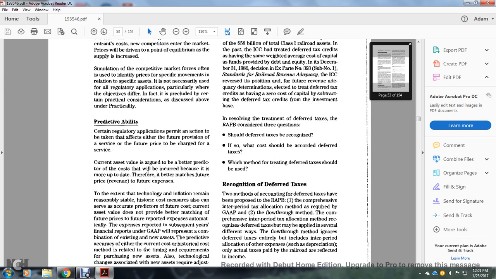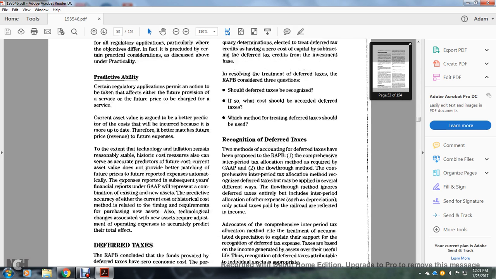All right, predictive ability. Certain regulatory applications permit action to be taken on the effects of the future provision of the service, and the future prices to be changed in charge of the service. Current assets are argued to be a better prediction of the cost incurred, and therefore a better measure of the future price and the prevailing future expenses, to the extent that technology and inflation rates remain reasonably stable.